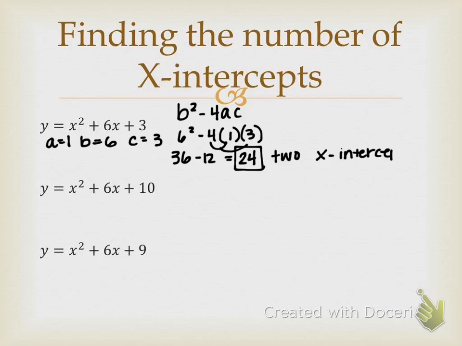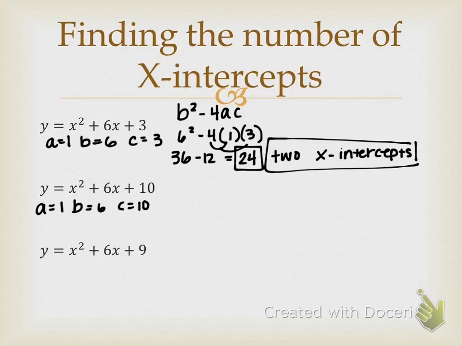Now, you don't have to write 2 x-intercepts, 2 solutions every time. You can just write 2, 1, 0, or 2, 1, none, something like that, okay? All right, let's do the next one. A is 1, B is 6, C is 10. All right, 6 squared minus 4 times 1 times 10. 6 squared is 36. Negative 4 times 1 is negative 4. Negative 4 times 10 is negative 40. 36 minus 40 is negative 4.